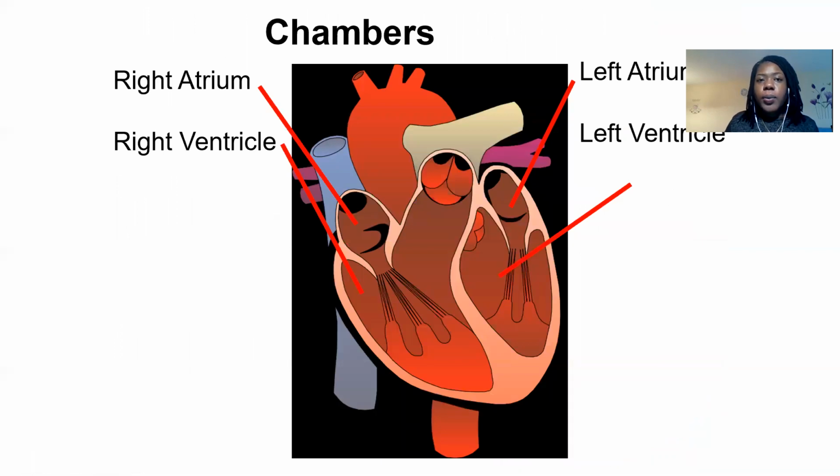So really straightforward, we talked about the chambers of the heart already. So we've got two atria, right and left. These are on top, these are the receiving chambers. And we've got two ventricles, right and left. These are on the bottom, these are the pumping chambers.